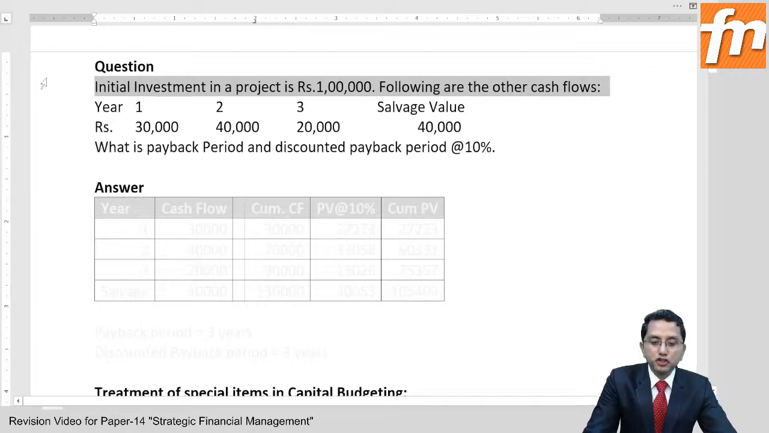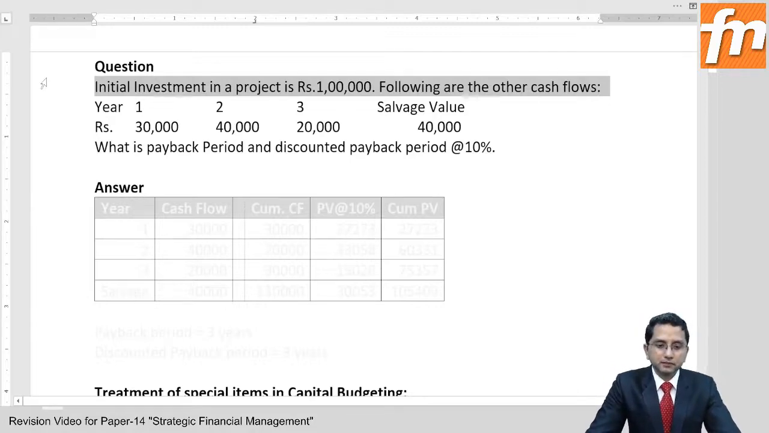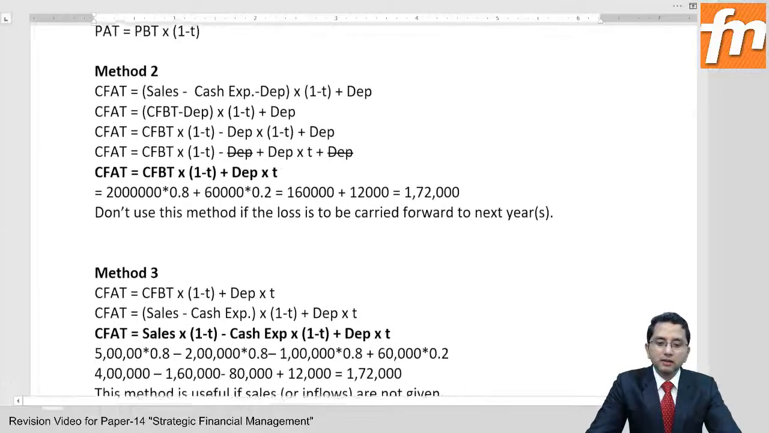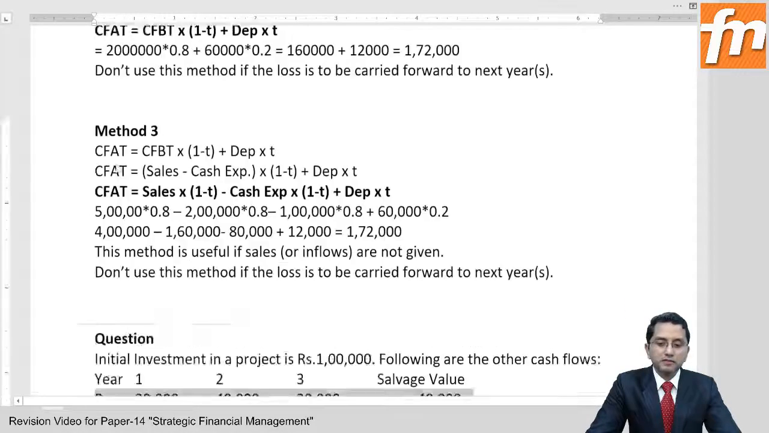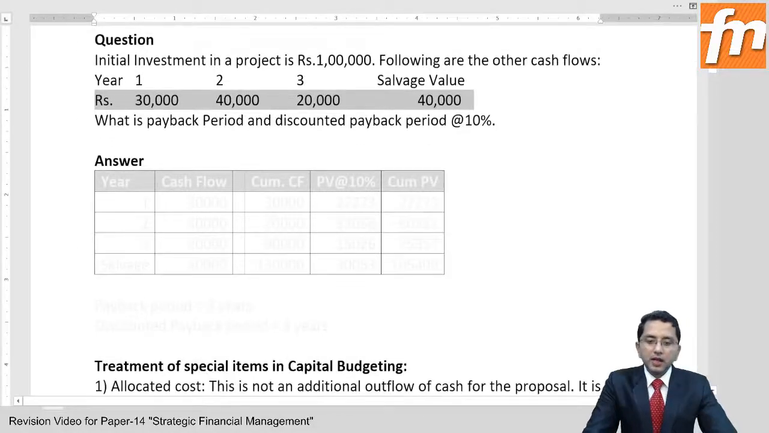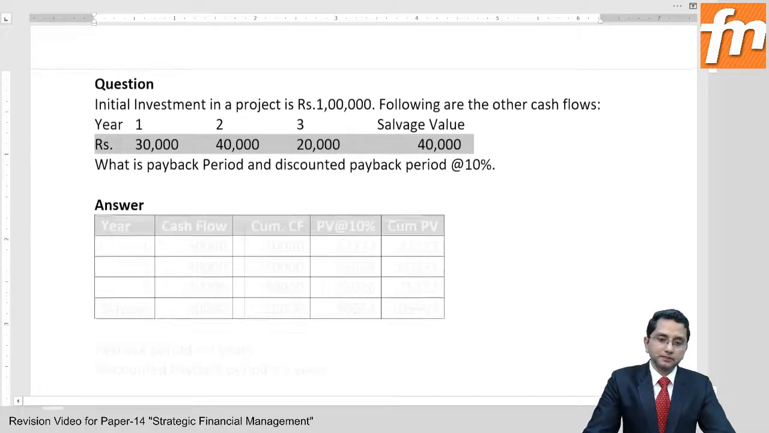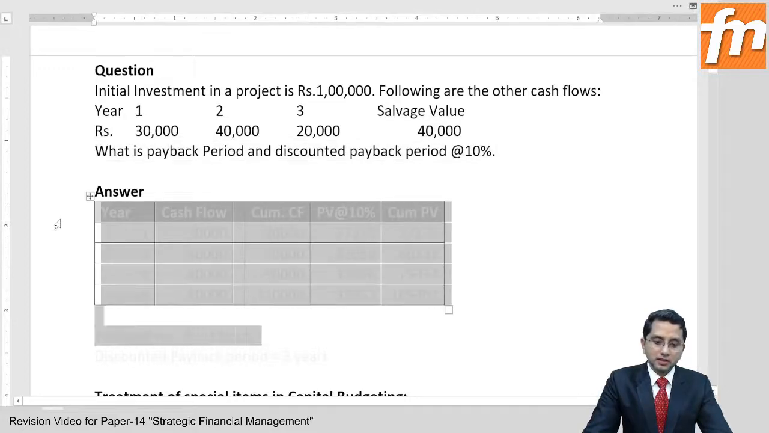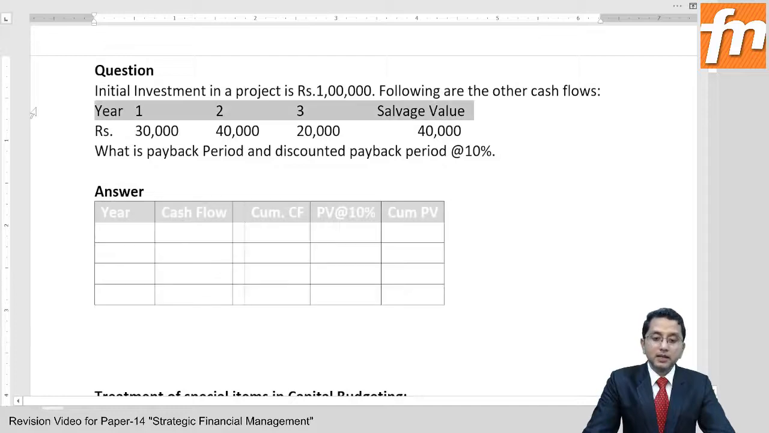Initial investment in a project is 1 lakh. Other cash flows are like, see, this question is not on calculation of cash flow. Cash flow calculation we have already seen. Now I'm talking about the payback period method. In this question, I'm talking about the payback period method.